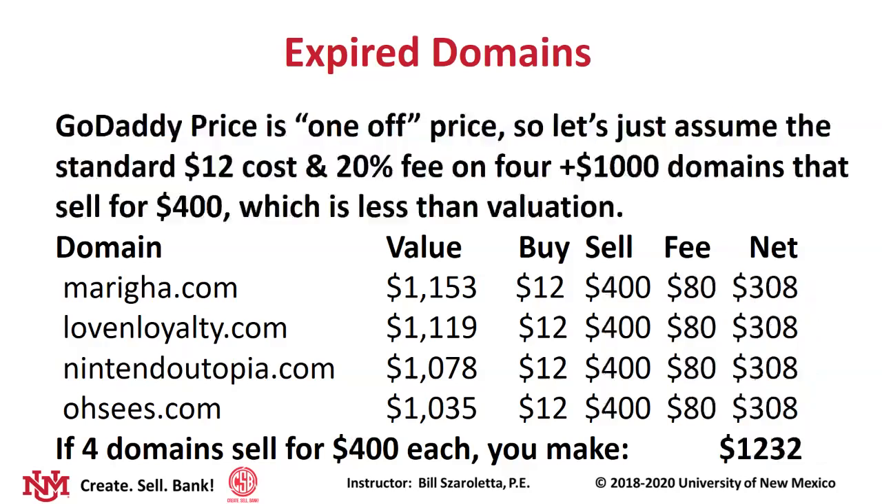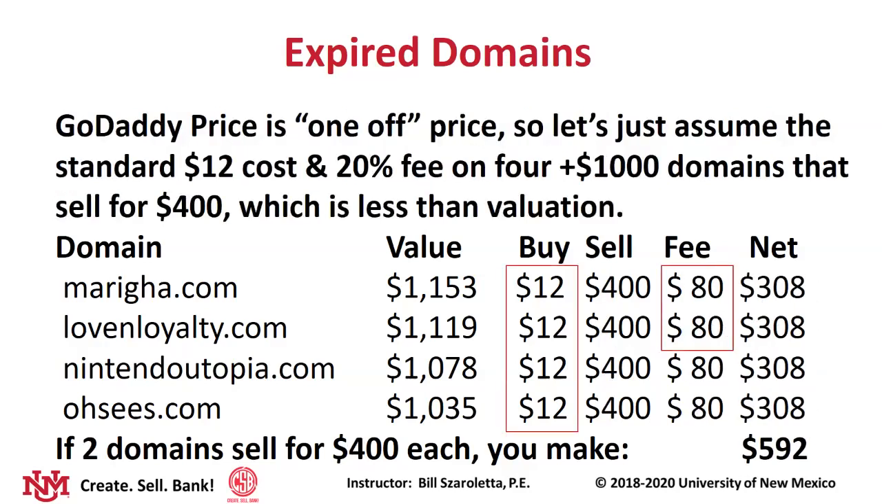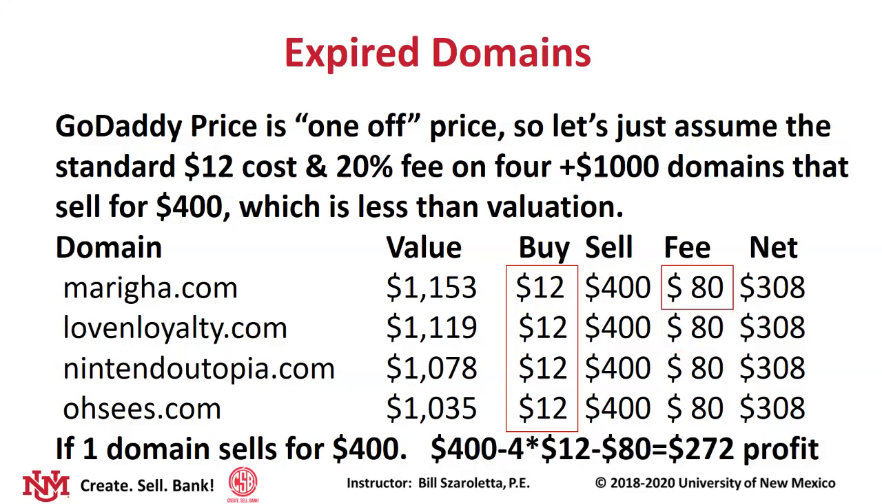But anyways, now let's see what happens if you sell them for 400. Same thing, you make 1,232 versus 2,512. But let's say you sell only 2 of the domains, you still make $592 if you sell them at 400. And if you sell 1 of the domains for 400, you still make a profit. So, anyways, that's one of the things that you can look at.